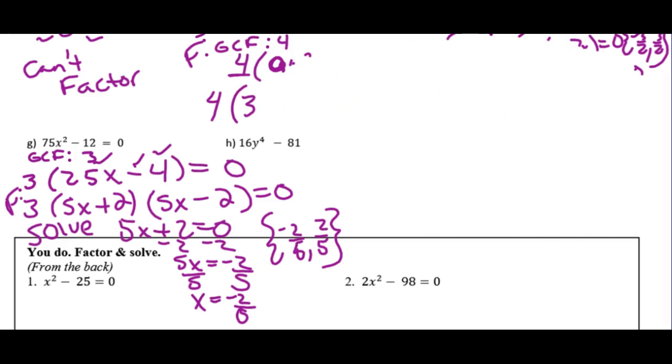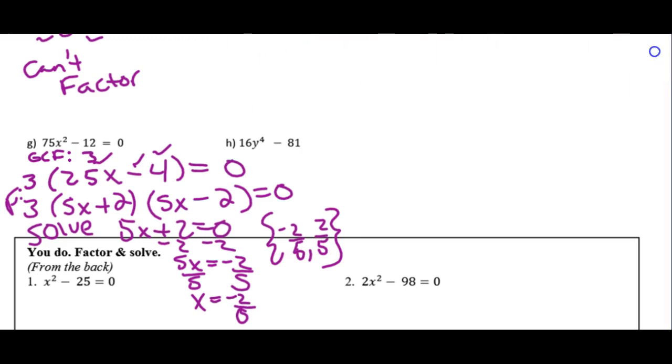And then the last one, which I'm going to have to erase a little bit. Have some space. So I just always make sure, especially with big numbers, that I don't have a GCF. 16 and 81 do not have something in common. What goes into 16? 2, 4, 8, 16. None of those go into 81. So perfect square. Difference of squares, so a plus and a minus.